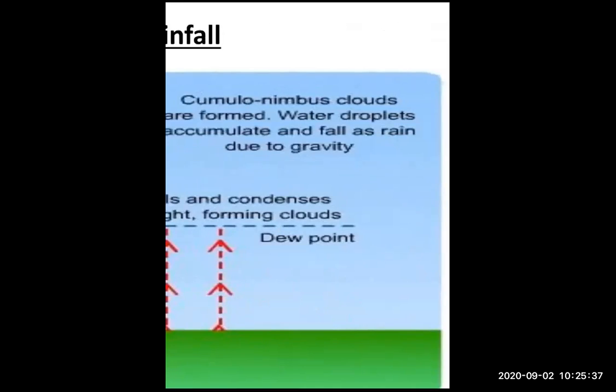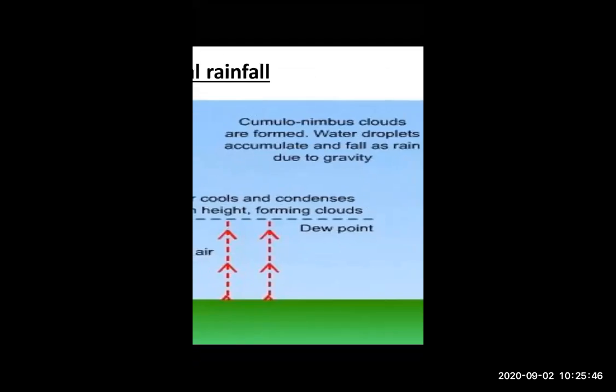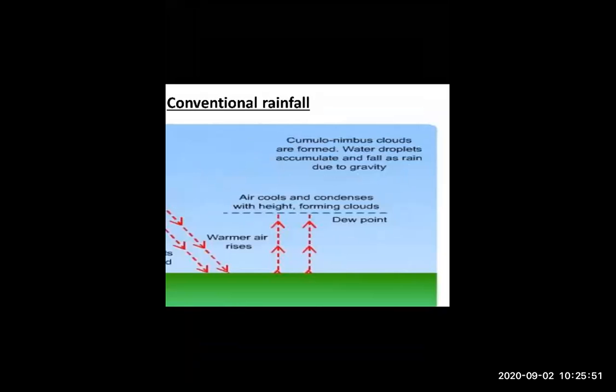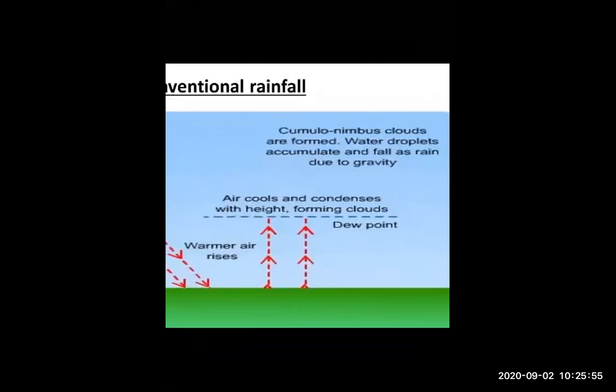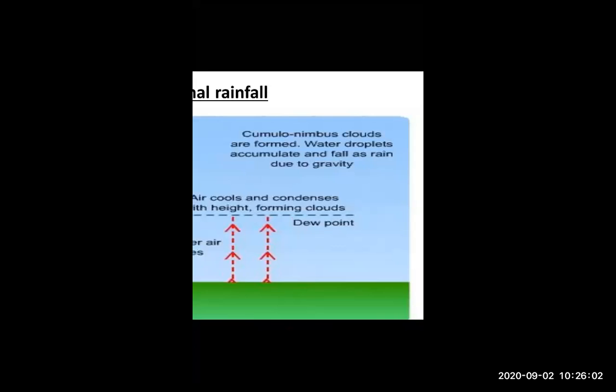Cumulus and nimbus clouds are the clouds which are fluffy. What is meant by fluffy, students? Soft. So clouds which are fluffy are also called cumulus clouds. Because of convectional rainfall, cumulus and nimbus clouds are formed, and due to gravity, water droplets collect and fall as rain.